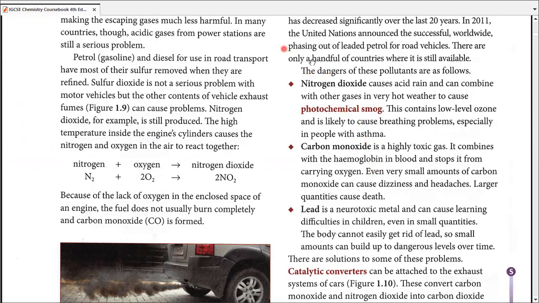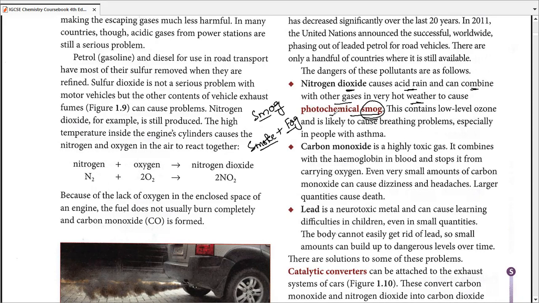Now, let's talk about the dangers of these pollutants. We've studied nitrogen dioxide, that it can cause acid rain. Apart from that, it may combine with other gases in very hot weather and cause smog, photochemical smog. Now, I hope you are familiar with this word. Smog is actually a combination of two words, smoke plus fog. Since fog is capable of trapping smoke, that is usually caused by traffic, industry, and burning of fossil fuels, fog becomes dangerous.